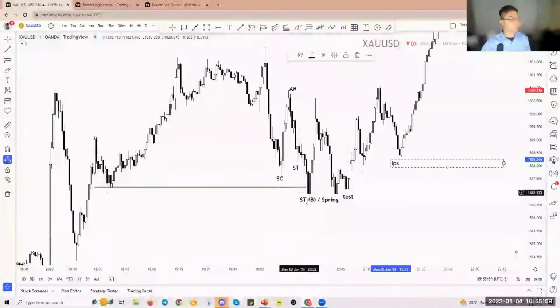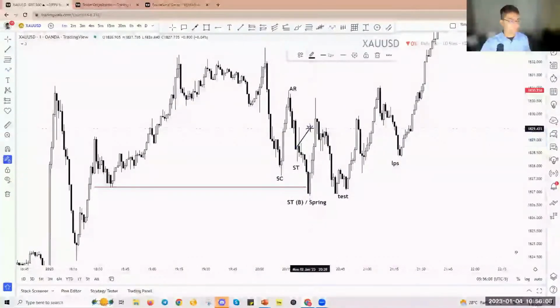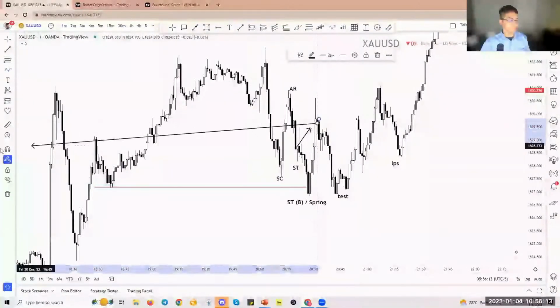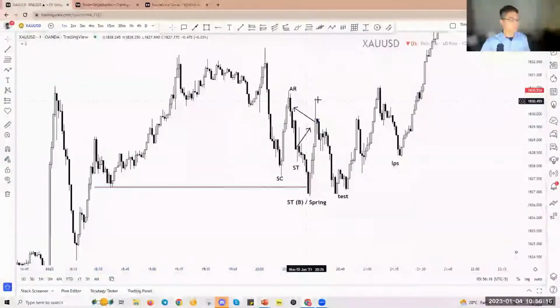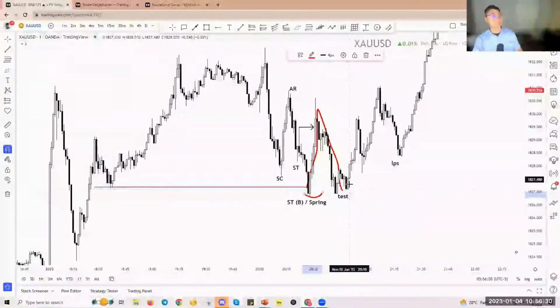So why did I draw the last points of supply there? Because if I draw it out, price broke the ST. Let me clear this out. Okay, got it. Price broke the ST, as we've seen right here. And then price came back down, forming a test. But it did not break the secondary test B. That's why this area is respected.